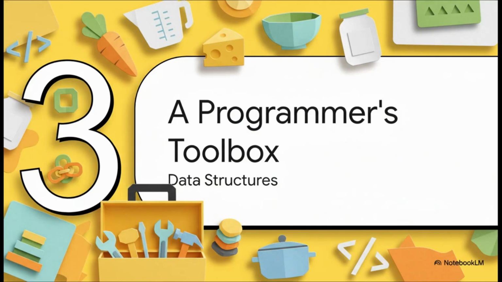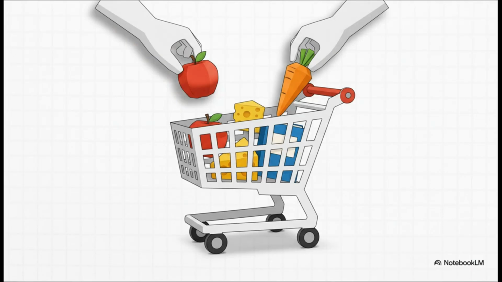All right, so every good chef knows a recipe isn't just a list of steps, right? You need ingredients, you need bowls, you need somewhere to put everything. It's the same in programming. Our algorithms need ways to hold and organize the data they're working on, and that's where data structures come in. They're basically the programmer's toolbox. And a perfect example of one of these containers is a Python list.